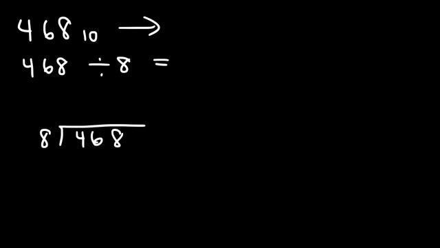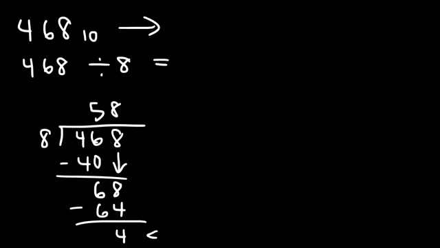How many times does 8 go into 46? 8 times 5 is 40. 8 times 6 is 48, so that's too much. So we could say that 8 goes into 46 5 times. 8 times 5 is 40. 46 minus 40 is 6. Now let's bring down the 8. So how many times does 8 go into 68? 8 goes into 68 8 times. 8 times 8 is 64 with a remainder of 4, because 4 is less than 8. So the first answer is 58, remainder 4.